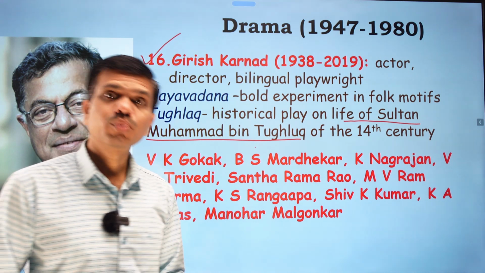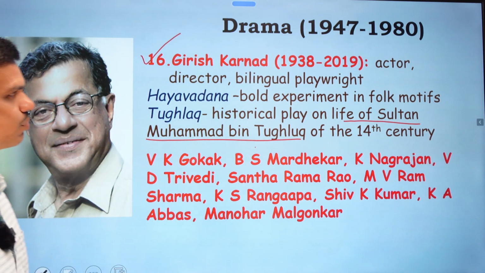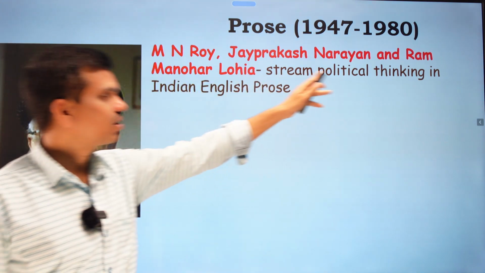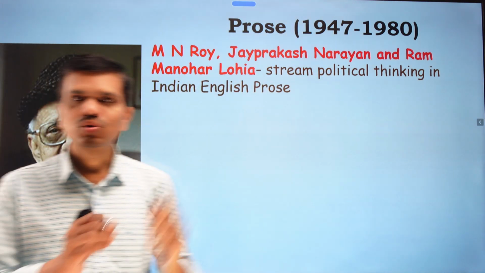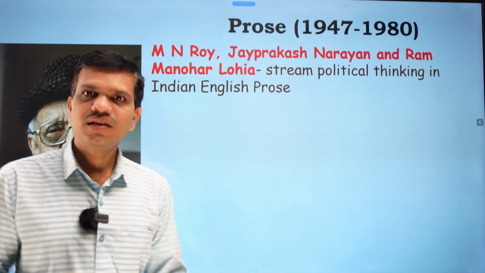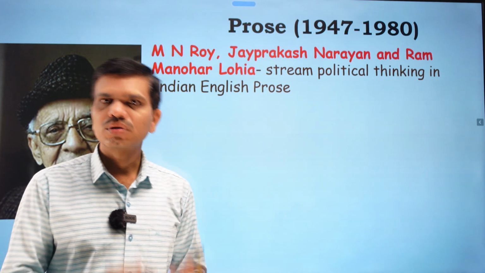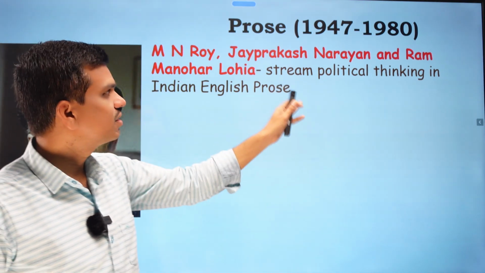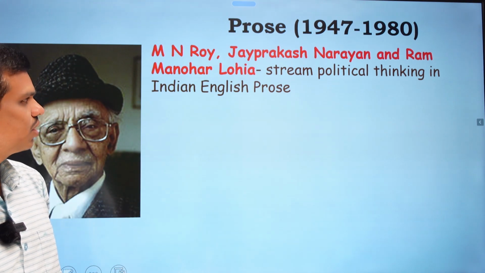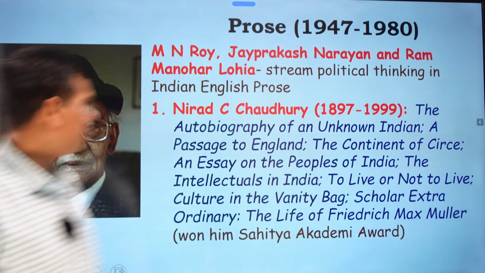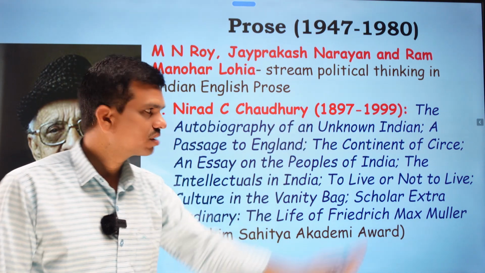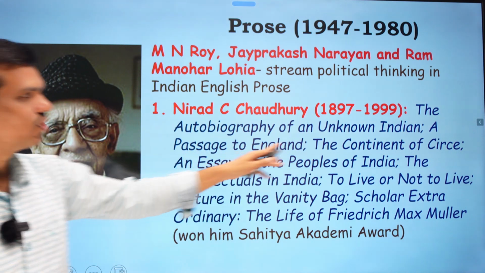Now there are some prose writers who have contributed in the development of prose after independence, and here we have M.N. Roy, Jay Prakash Narayan, and Ram Manohar Lohia. So these figures are political figures, and they have we can say a great impact on the political prose in India. So they have continued the stream of political thinking in Indian English prose. And we have very first here Nirad C. Chaudhary, and this is the picture of Nirad C. Chaudhary, you can see, and he composed so many prose pieces, including The Autobiography of an Unknown Indian.